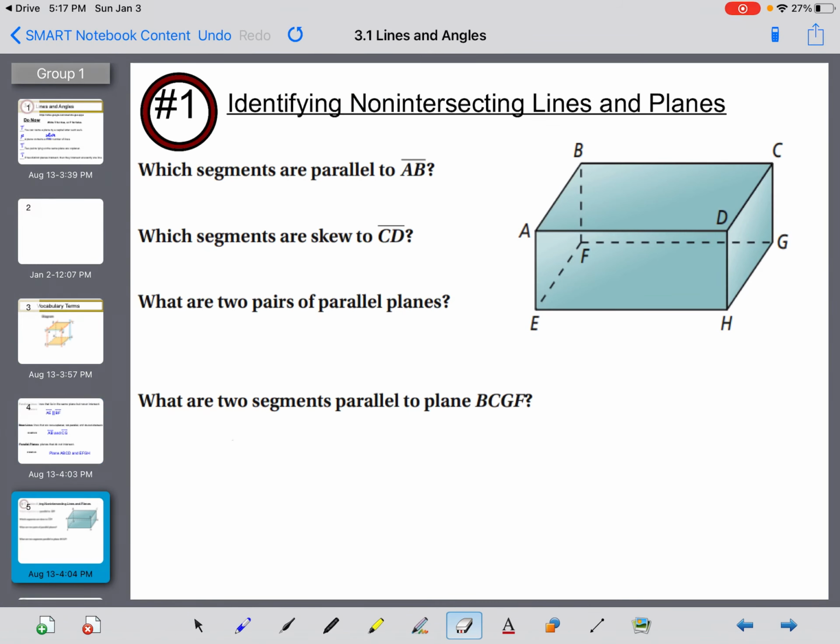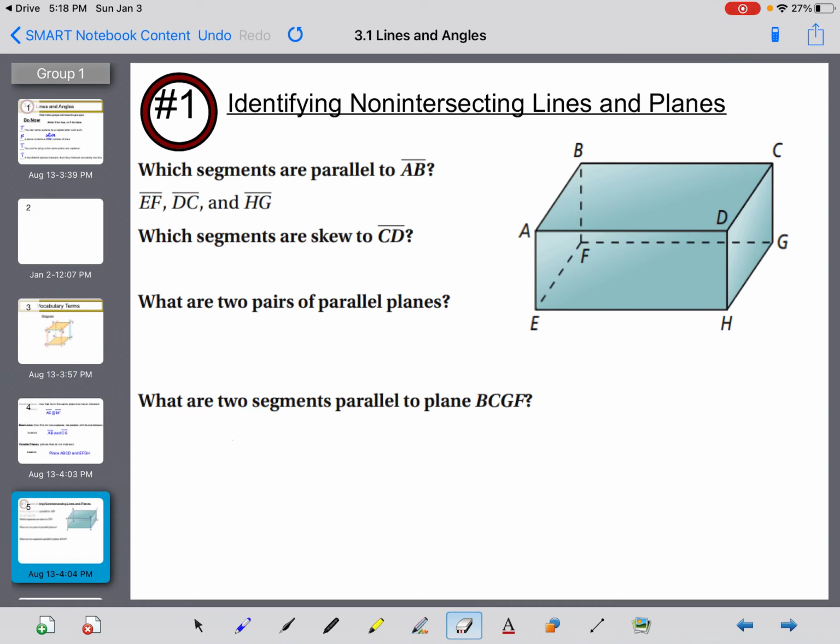Okay. Identifying non-intersecting lines and planes. Which segments are parallel to AB? AB is right here. And what would be parallel to AB? So we have line EF, DC, and HG. We'll take a look. Here's EF, certainly parallel. DC, parallel. And HG, parallel. All four of these lines run in the same direction, and they will never intersect each other.